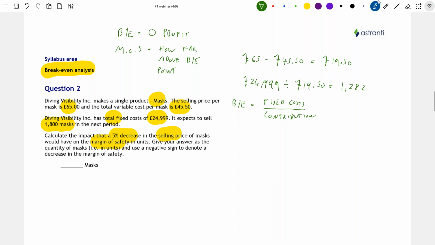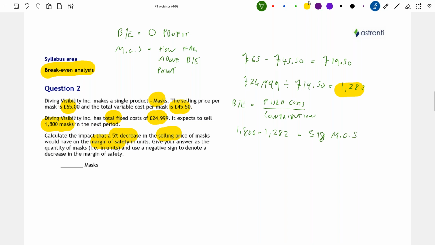So now that we've found the break-even point in units, the next thing to do is to find the margin of safety. Well, we're told that the company expects to sell 1,800 masks in the period. So how far above the break-even point is this figure? Well, 1,800 minus 1,282, which remember we calculated as the break-even point in units, gives us 518 masks, 518 units as our margin of safety.